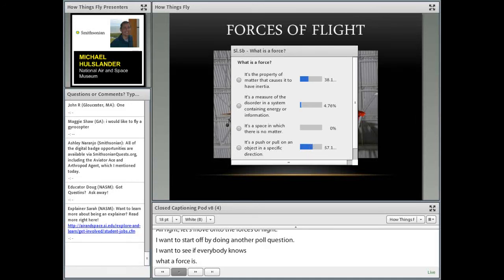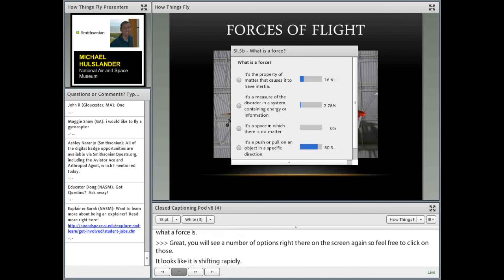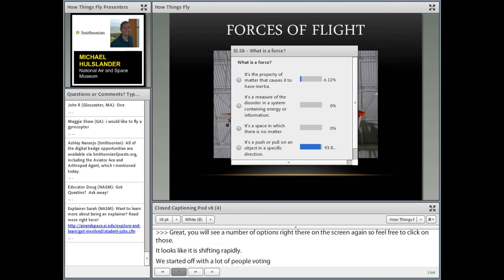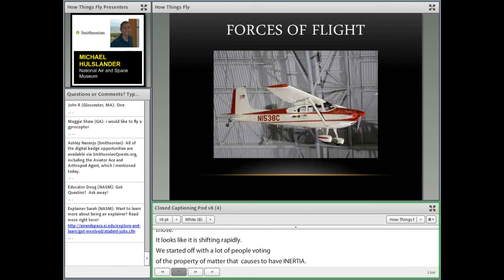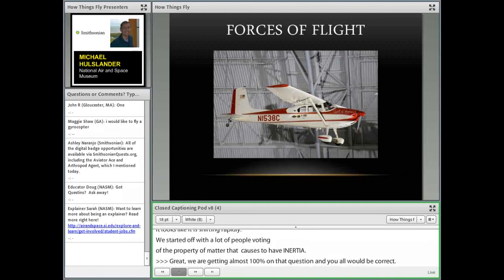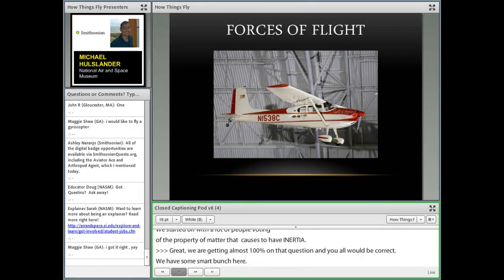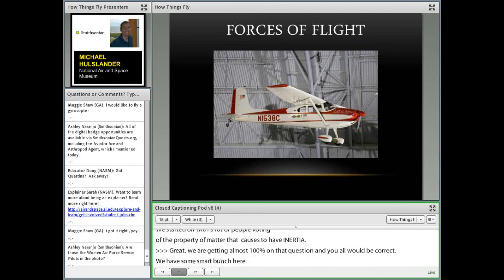It's shifting quite rapidly, actually. We started off with a lot of people voting it's the property of matter that causes it to have inertia, and now it's shifting much more heavily to it's a push or pull on an object in a specific direction. Great, we're getting almost 100% on that answer, and you all would be correct. We have a smart bunch here. Yes, a force is any influence like a push or a pull, which tends to change the motion of an object in a specific direction.